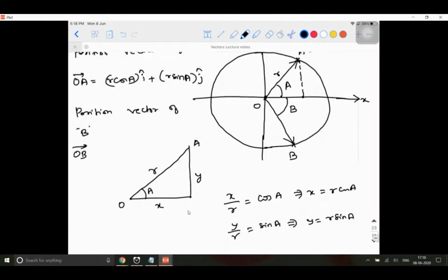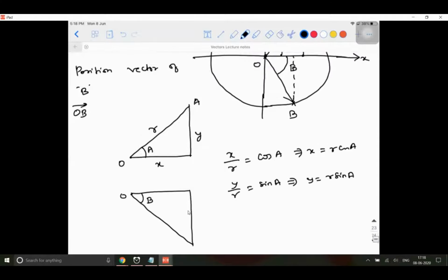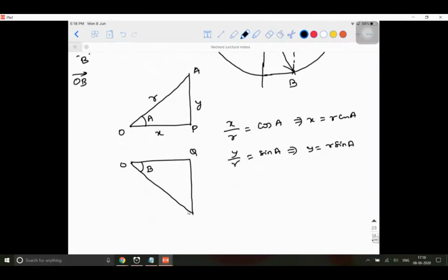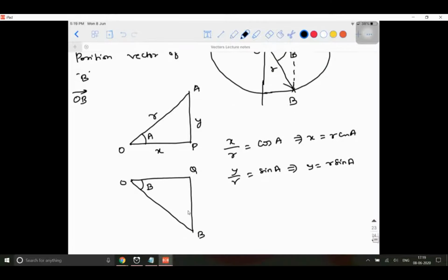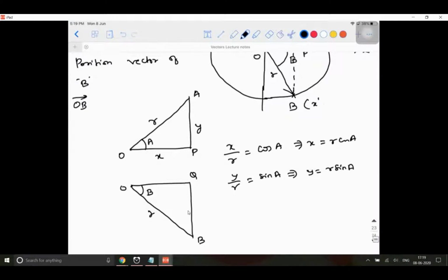Very good. Similarly, from here, if I drop the perpendicular, I am taking the other triangle. Observe. I am taking this to be O, and let me say this point is Q. I am taking this point to be B. How much is OB going to be? OB is still r because it is the radius of the circle. So this is r. Observe this, it is not that tough. Let me say the coordinate of this point is x dash comma y dash. Which quadrant is it in?